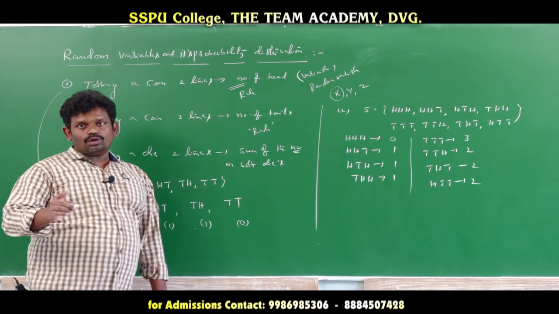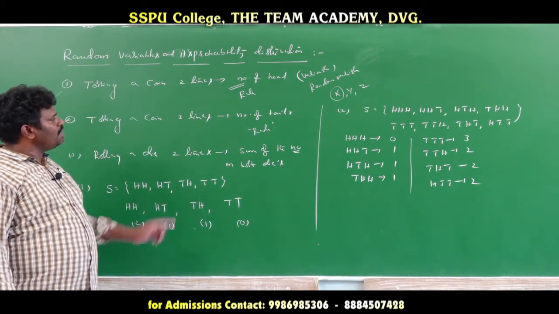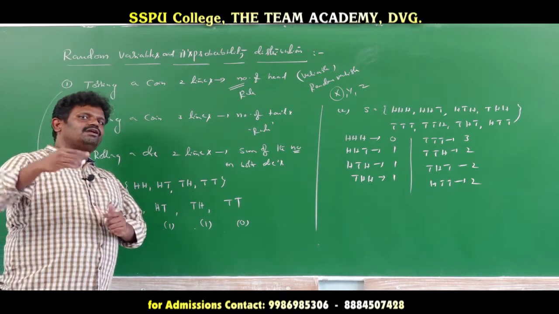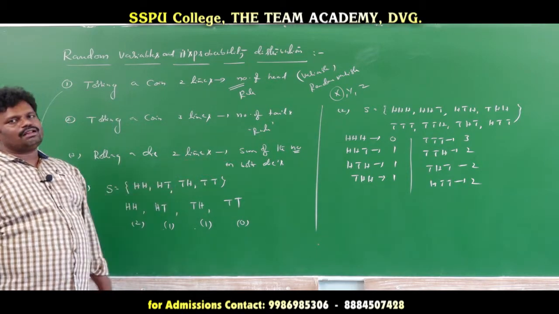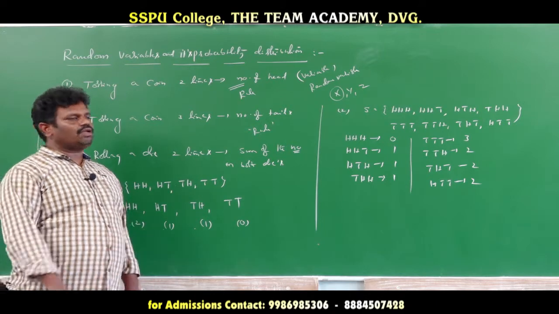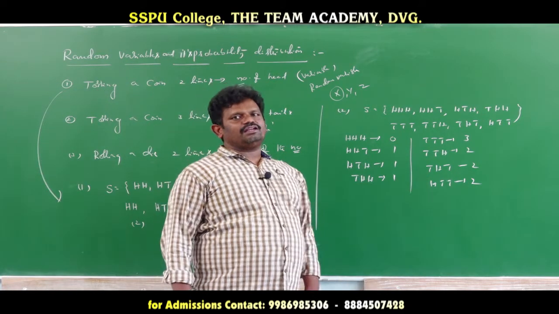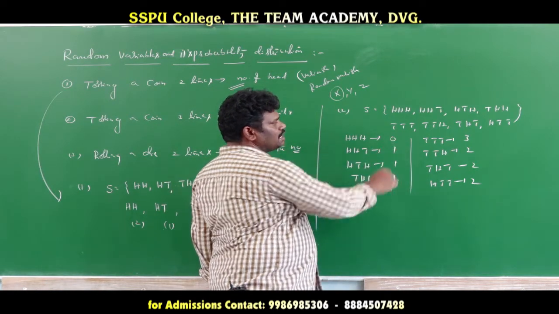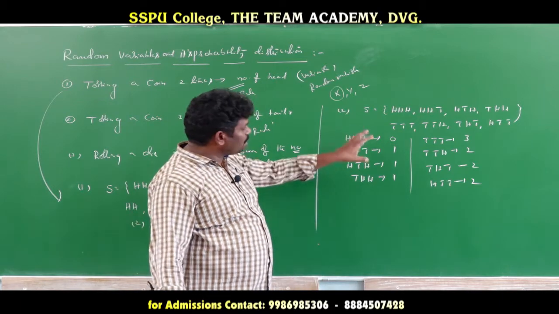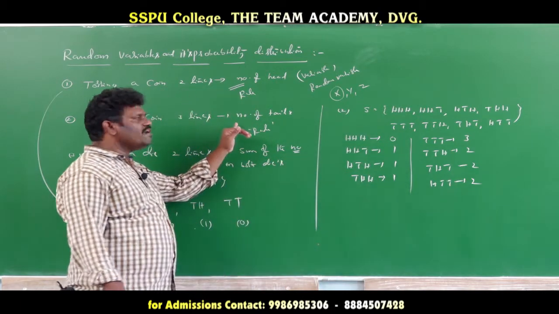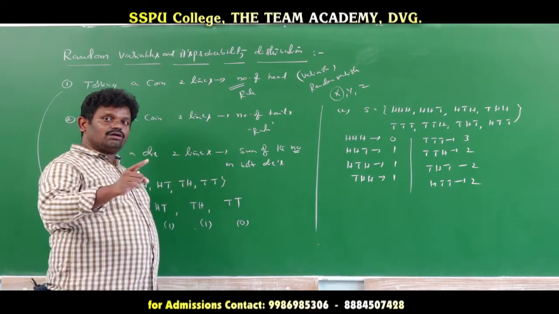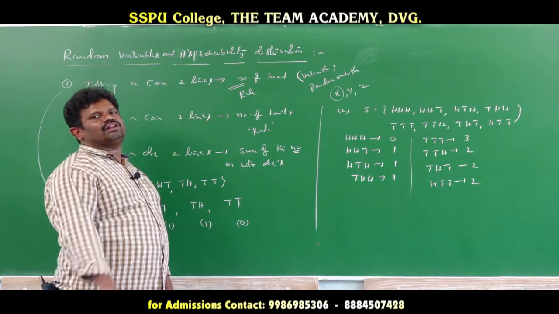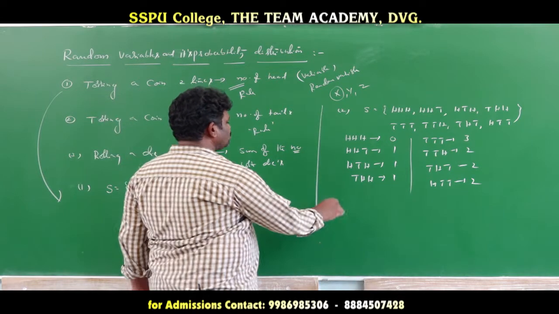So the rule assigns to each outcome of the given random experiment a real number, and these real numbers may vary for different outcomes. Here we see 0, 1, 2, 3, different real numbers. That's why the rule is said to be a variable, but these values depend on the random experiment, so this rule is said to be a random variable, and it is denoted with X.